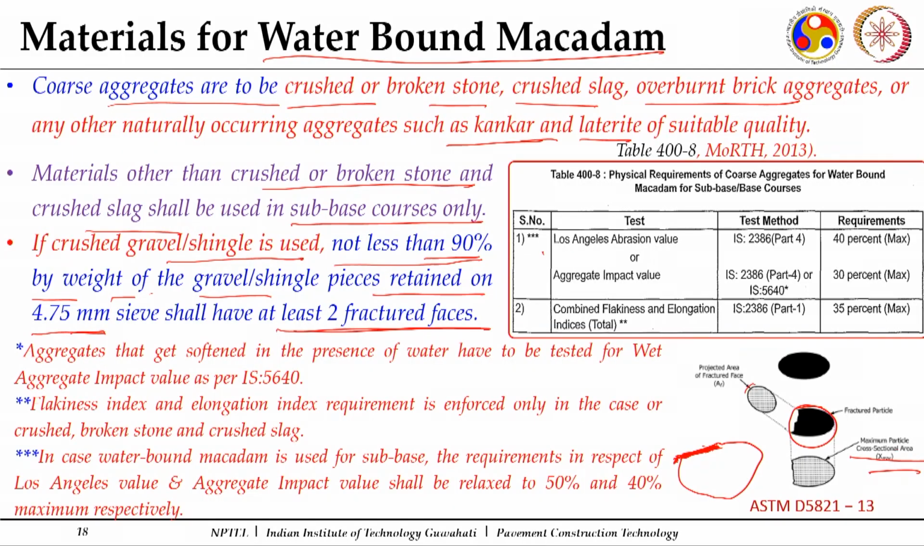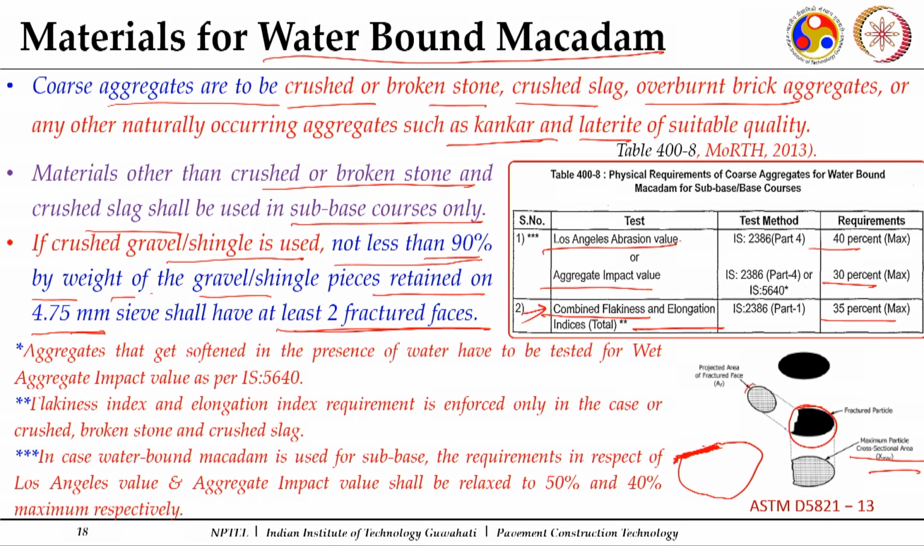Now, again, there is a requirement given for the aggregates to be used as waterbound macadam: Los Angeles abrasion value 40%, aggregate impact value 30%. As I mentioned, when it was for granular subbase course in the previous slide, it was 40%, here it is 30%. Here it gives the requirement of combined elongation and flakiness index. This is very, very important. You need to check whether it is a requirement of elongation and flakiness index separately or a combined index, and here it restricts a maximum value of 35%.